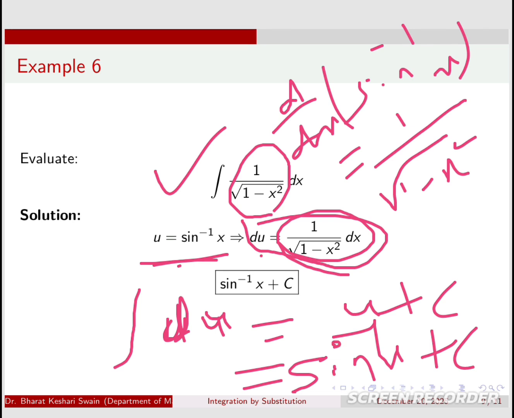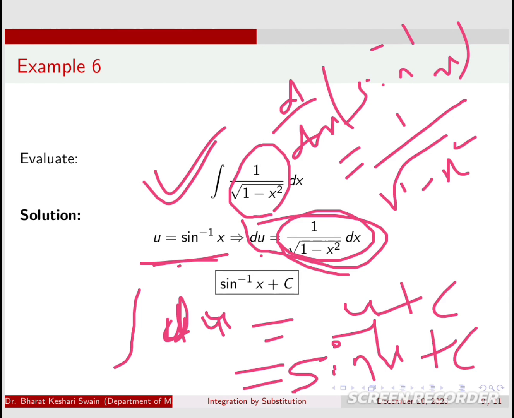So this is a formula of integration, because the derivative of sine inverse x, we know, is 1 by root of 1 minus x square. Therefore, since it is an antiderivative, the integration of 1 by root of 1 minus x square will be sine inverse x plus c. So using the substitution method also we can prove it like this.